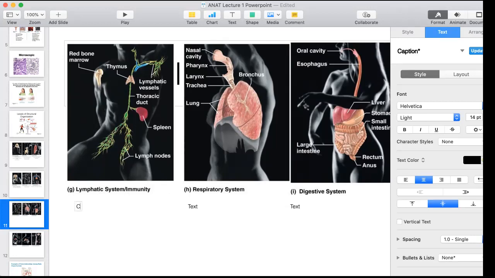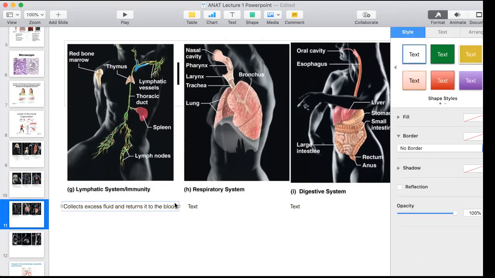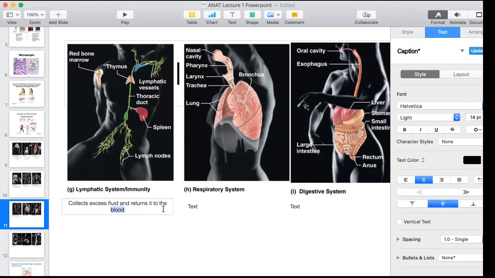So what this does is that it collects excess H2O, or I'll just say fluid, and returns it to the blood. Also, it is the location of lymphocytes, which comprise the acquired immune system.